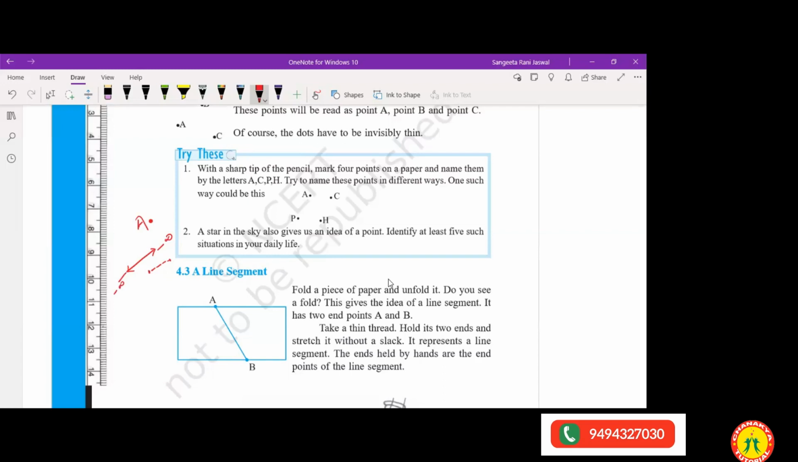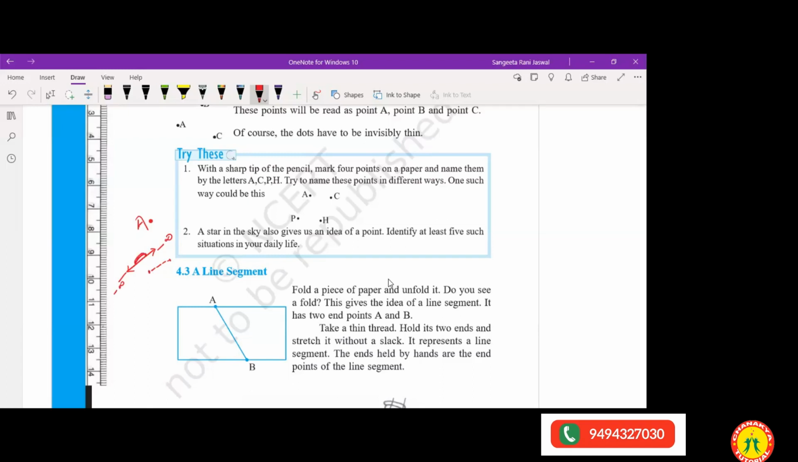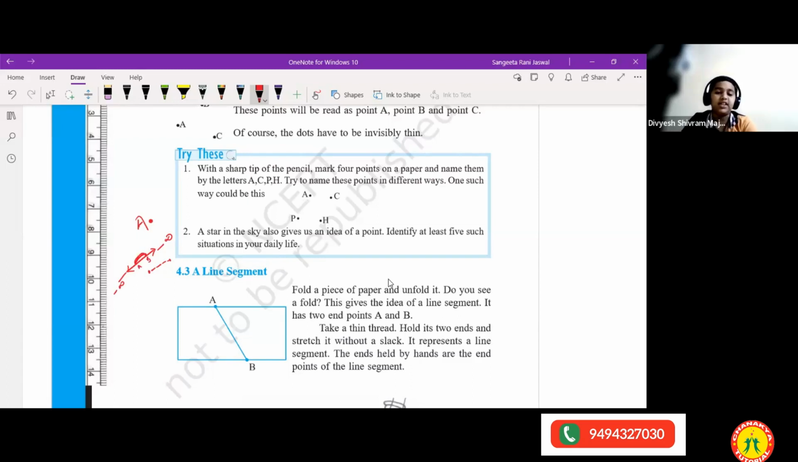A line segment is a part of a line. Suppose I take two points here, so this much part is called a line segment. A line segment is a piece of a line. If I call it AB, the line segment has an exact measure, but a line does not.